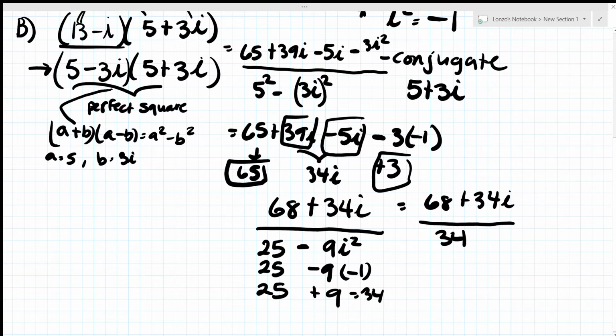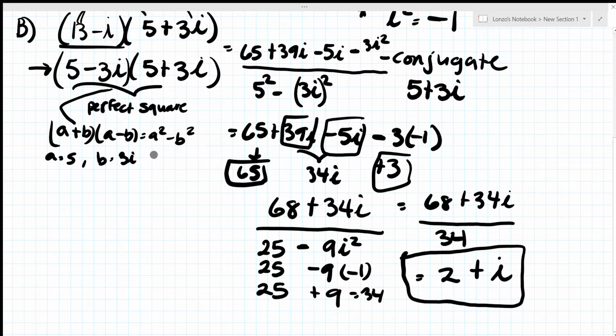Now remember, this 34, you're dividing the whole numerator by it. There are two parts, 68 and 34i. You're dividing 68 by 34, and then 34i divided by 34. We can actually simplify that. 68 divided by 34 is 2, and then 34i divided by 34 is just 1i, or you could just leave it as i. Same thing. So this is my final answer.